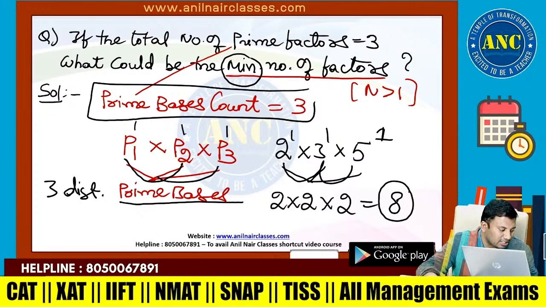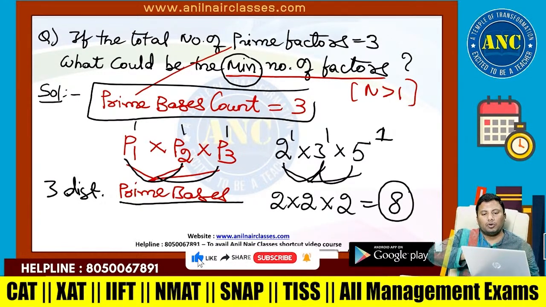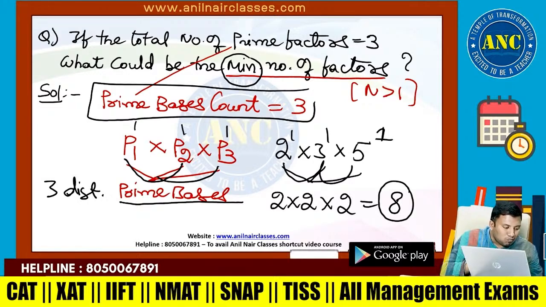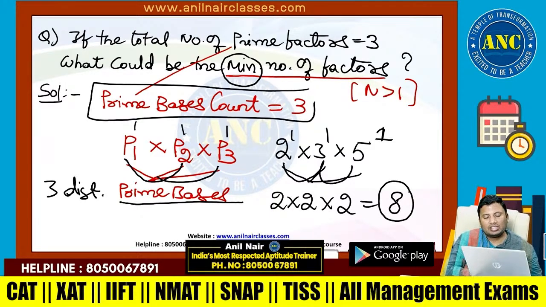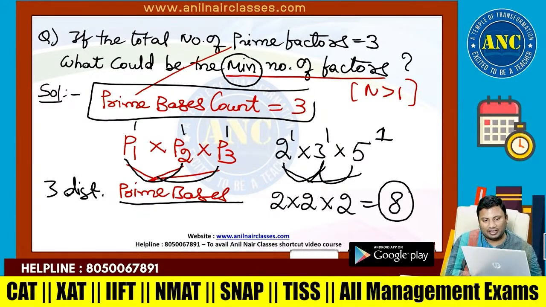Please write down. I hope this concept is clear. Kindly reply in the live chat if this concept is clear to you. 1 plus prime factors plus composite factors, that is nothing but the total number of factors. Kindly reply in the live chat.